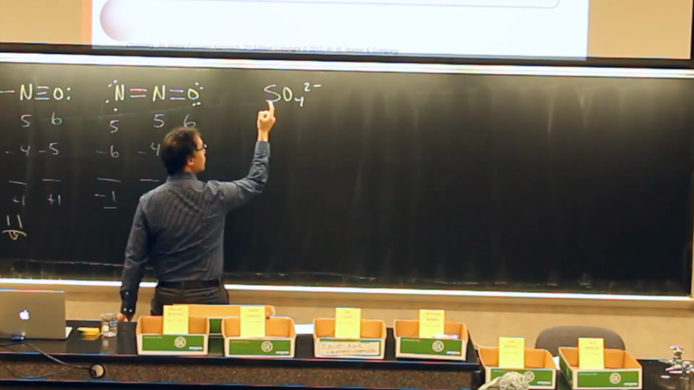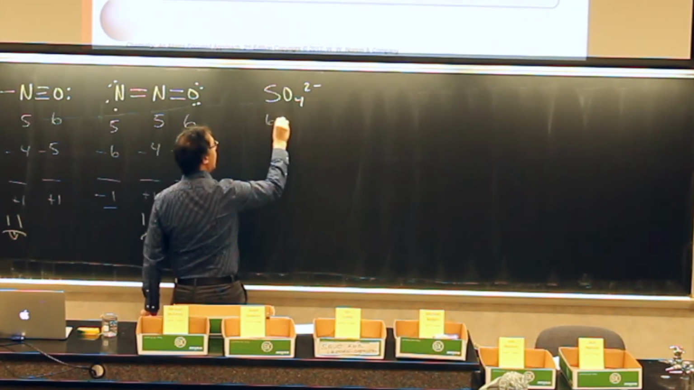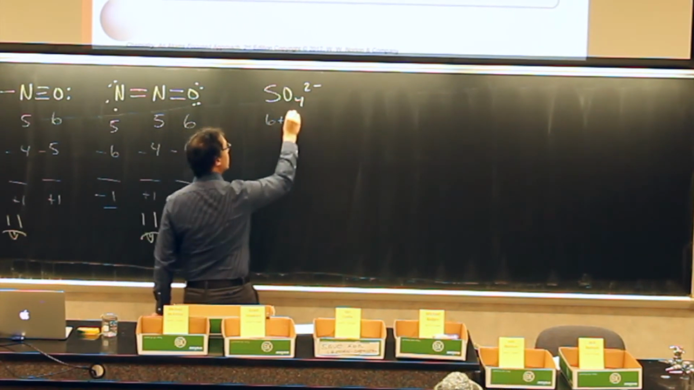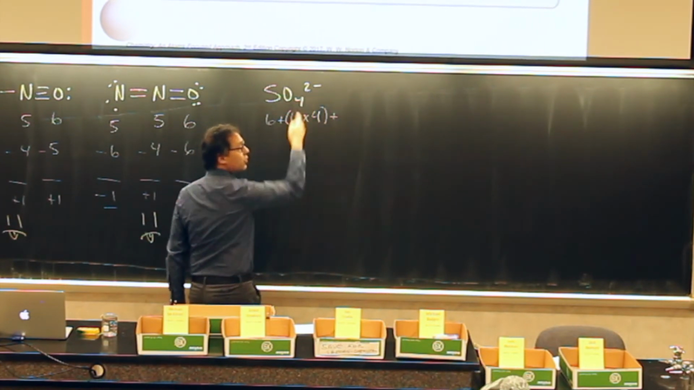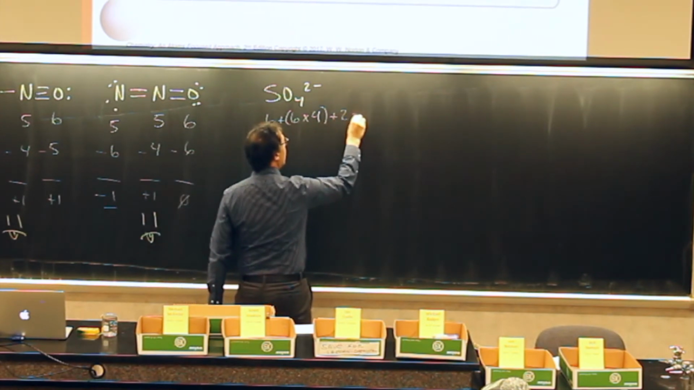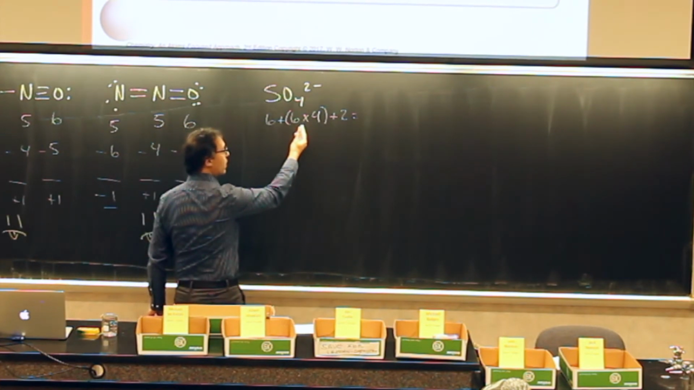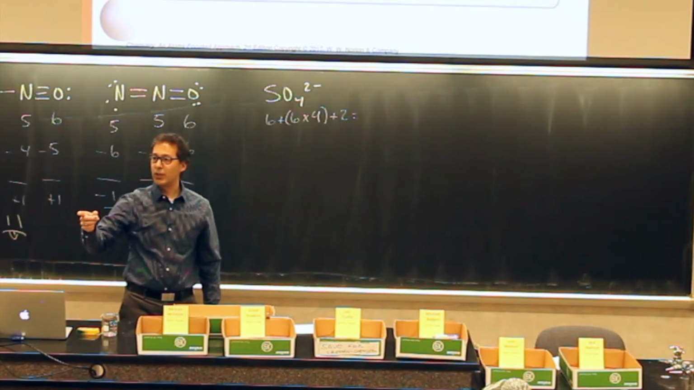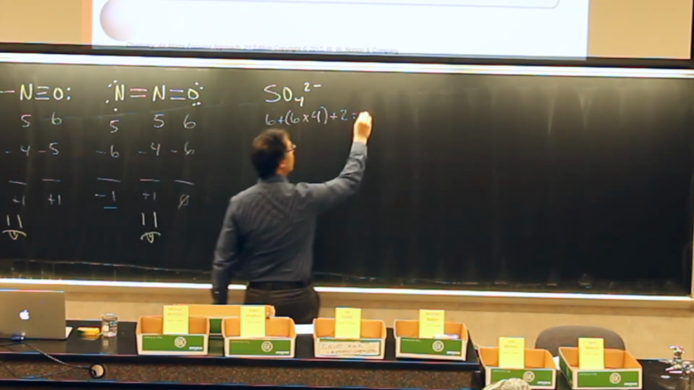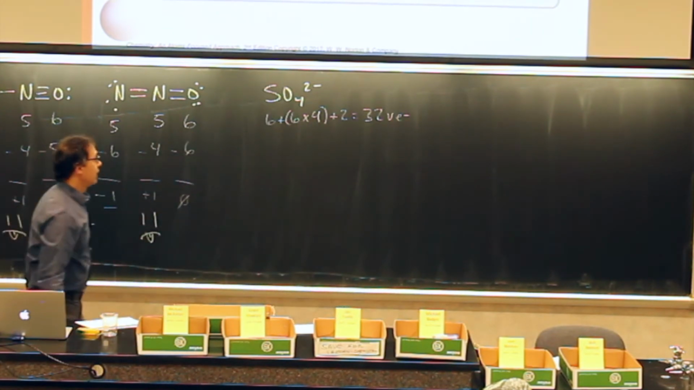Valence electrons for sulfur. 6. Right? And oxygen, 6. And there's 4 of them, so I'm going to go 6 times 4. And then I have these 2 here, so I'm going to add 2 more. And so if I add those all together, that's 6 times 4 is 24, plus 6 is 30, plus 2 is 32. Did I add that up right? Is it 32? Thank you. I can't do math in front of people. 32 valence electrons.